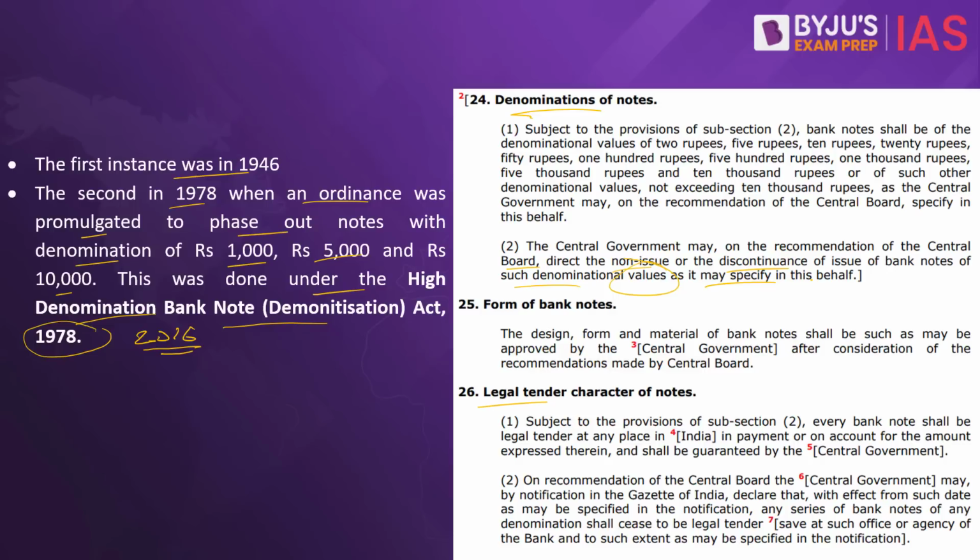It can be a 100 rupee note, it can be a 500 rupee note, it can be a 1000 rupee note. So this power is given to the RBI, which makes a recommendation, and if the recommendation is accepted by the central government, they will immediately issue a notification.